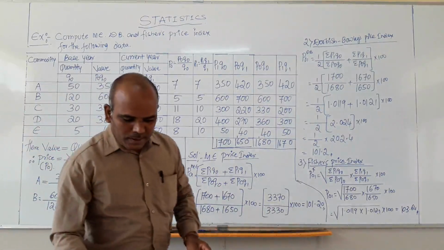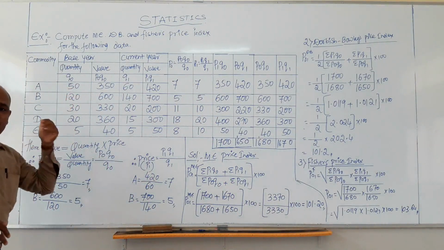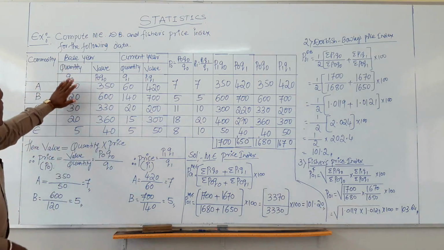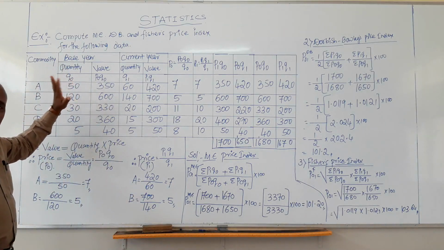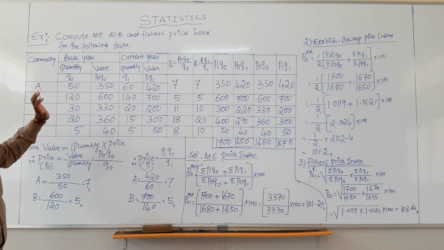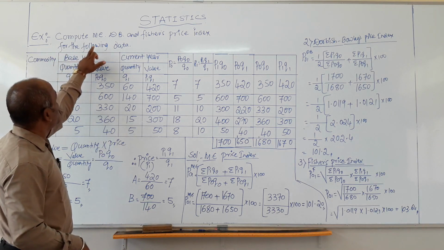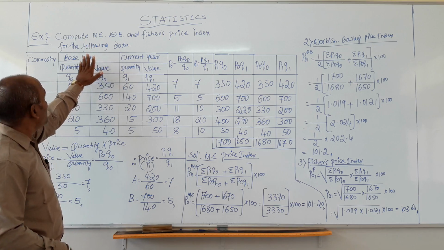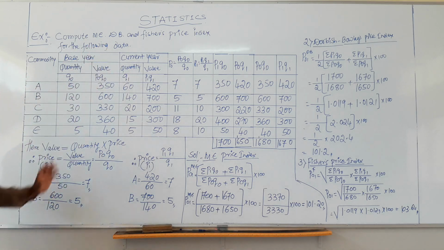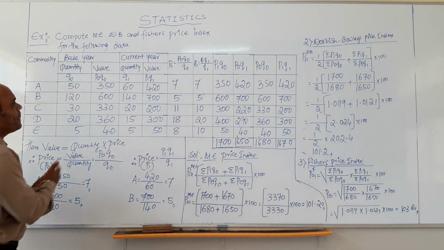Hello, dear students. We already solved two questions on the same topic, that is construction of index numbers. This is the third question based on the same concept. They asked you to compute Marshall-Edgeworth, Dorbish-Bowley, and Fisher's price index for the following data.